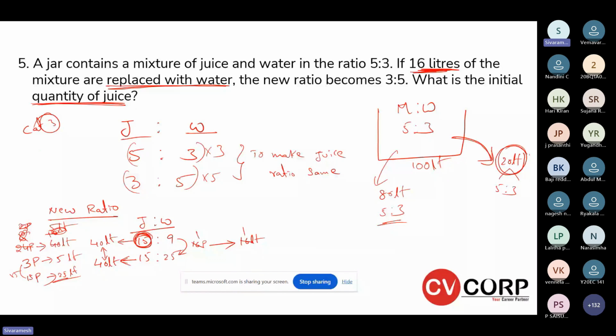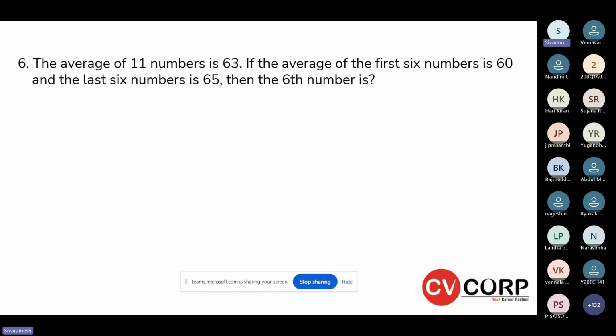Let's go for the next one. Here the question comes from averages. This is very simple. The average of 11 numbers is 63, the average of the first 6 numbers is 60, and the average of the last 6 numbers is 65.